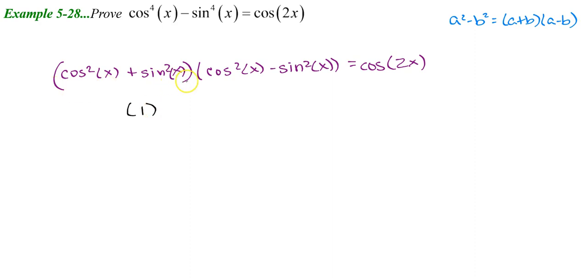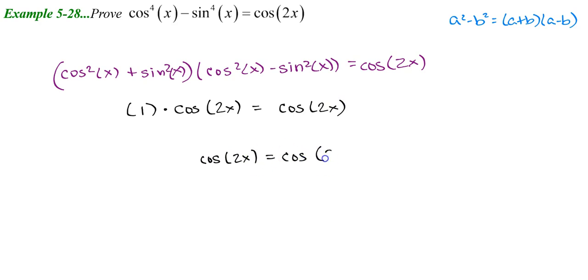So this first expression is just the Pythagorean identity, which is just 1. This second expression, cosine squared x minus sine squared x, is equivalent to cosine of 2x, which is what we have on the other side, which is what we're trying to get. So we have cosine of 2x equals cosine 2x. I said theta before, sorry, it should have been x.